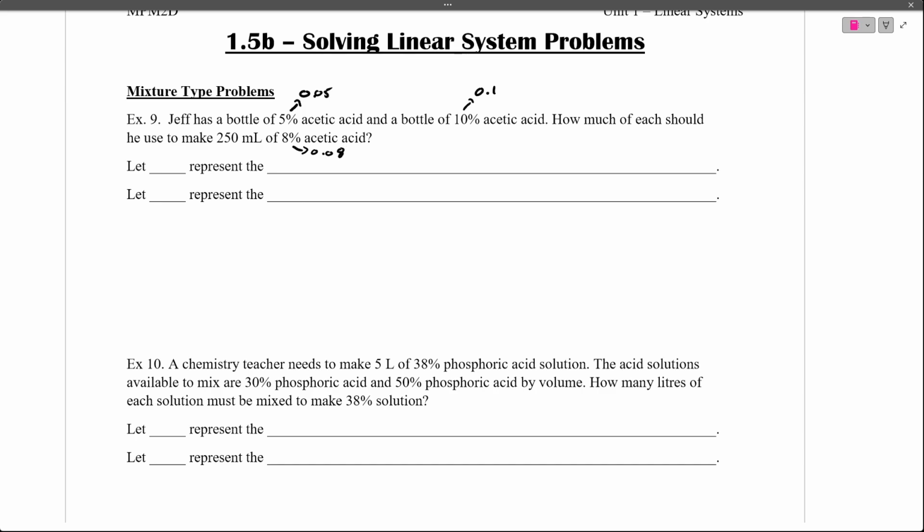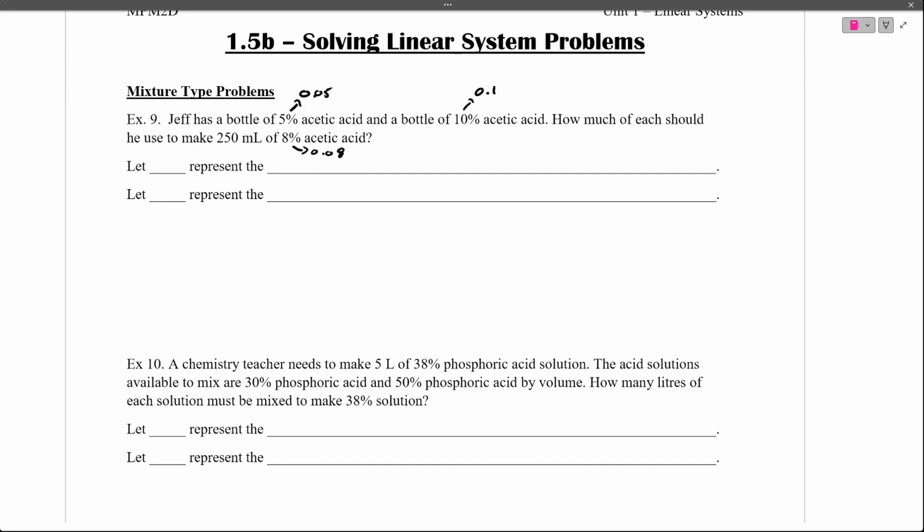So let's reread the problem again. So Jeff has a bottle of 5% acetic acid and a bottle of 10% acetic acid. How much of each should he use to make 250 milliliters of 8% acetic acid? So basically he's got 5% and 10%. He's going to combine them together in certain quantities, and that's going to come out at something that is 8%. So obviously, the 5% is going to lower the percentage of the 10% to bring it down to that 8%.